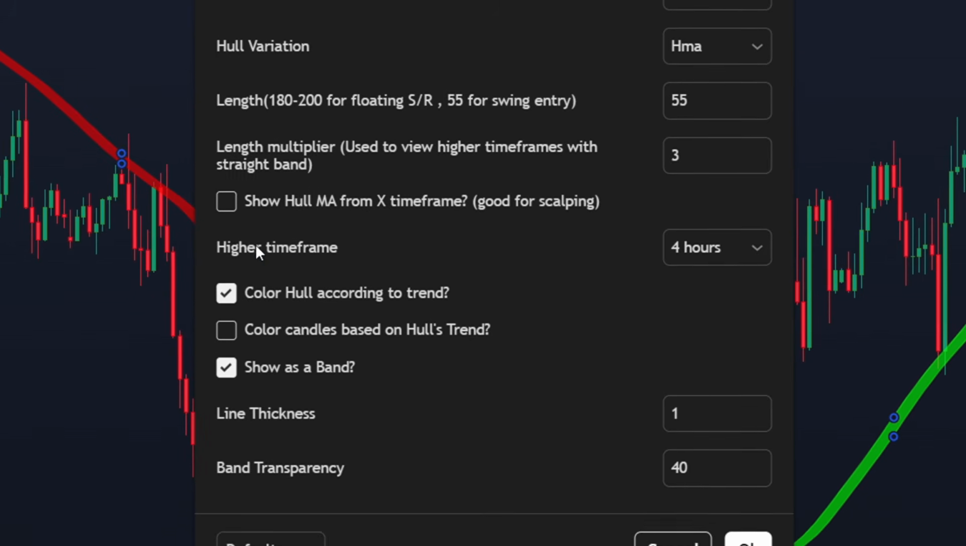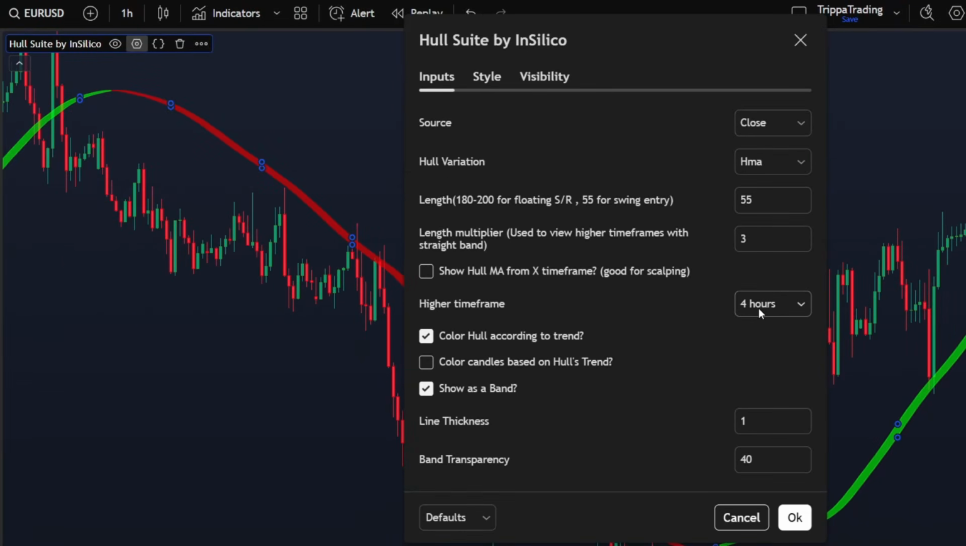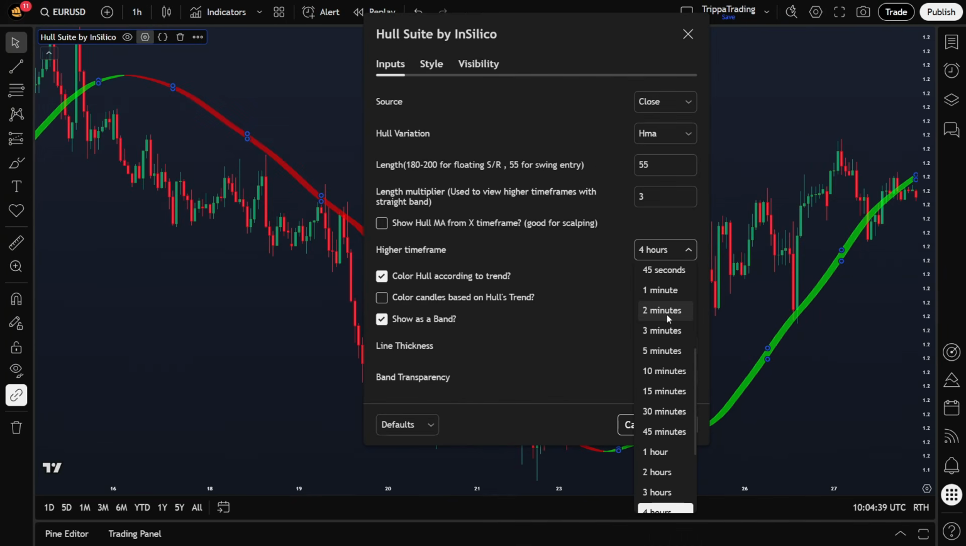After that, make sure the higher time frame option matches the time frame you're trading on. For example, if I'm on the 1-hour chart, the default 4-hour higher time frame is correct. If you switch time frames, remember the rule. Always use a multiple of 3, 4, 5, or 6.